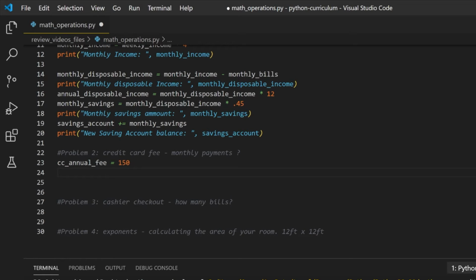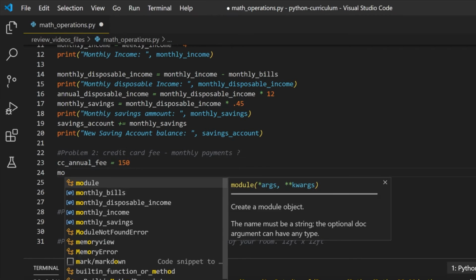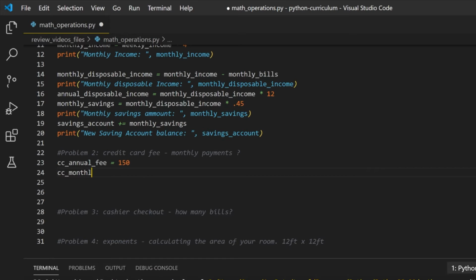Okay, so what we want to do is we don't want to pay $150 up front. Usually you do, but for the sake of this example, we're not going to have to. We want to be able to make this into monthly payments. So to do that, we just take our annual fee and split it up into 12 months. So we can do CC monthly payments.